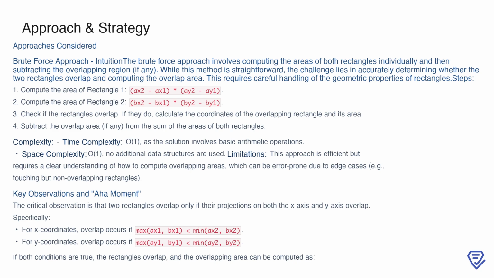The key insight that simplifies this process is realizing that two rectangles overlap only if their projections on both the x-axis and y-axis overlap. For the x-coordinates, this means that the maximum of the left edges of the rectangles must be less than the minimum of their right edges. Similarly, for the y-coordinates, the maximum of the bottom edges must be less than the minimum of the top edges. These conditions allow us to reliably determine whether there's an overlap and lay the foundation for calculating the overlapping area.